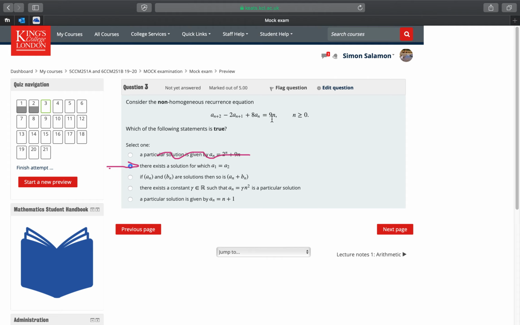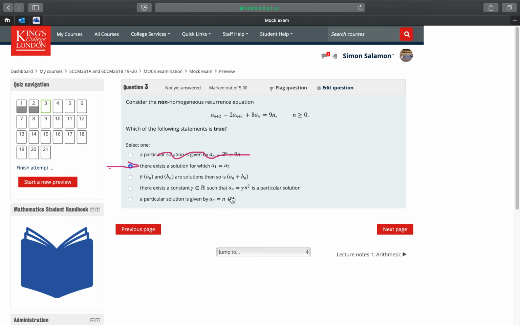It will give you 18n and not 9n. So that's definitely false. As I said before, you don't expect to see n squared in a particular solution because 1 was not a root. So this is false. Now the last one is, of course, the order could have come up differently. But in this case, the last one could be true.